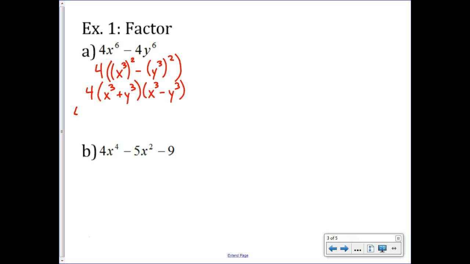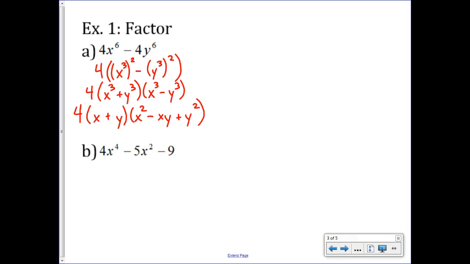So I'm going to put this 4 out front. I know that I have x and I have y, and then I have x squared, and then I have xy, and then I have y squared. Remember our special pattern there? When we're thinking SOAP. Same sign, opposite sign, always positive.